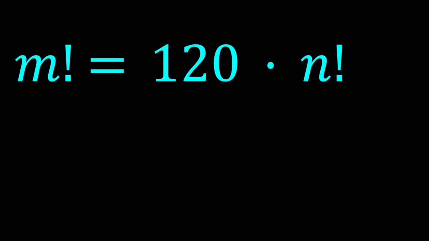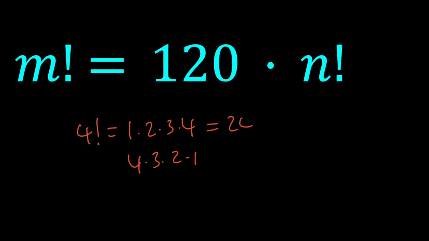We have m factorial on the left-hand side and n factorial on the right-hand side. They're both factorials, and factorials are kind of interesting. Let me briefly talk about factorials. Basically, factorials are loosely defined as the product of consecutive integers that start with 1 and end with the number that is being factorialed. If I have 4 factorial, that's going to be 1 times 2 times 3 times 4, and I have to stop at 4. Some people write it as 4 times 3 times 2 times 1, but 4 factorial would be 24.